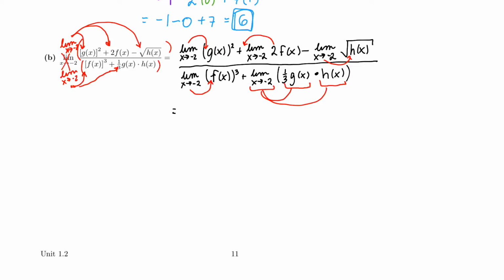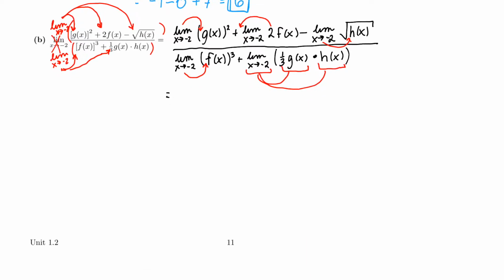And I know we're out of time here. I am just going to finish up this problem. If you have to leave early, that's fine, but I'm going to finish up this problem.